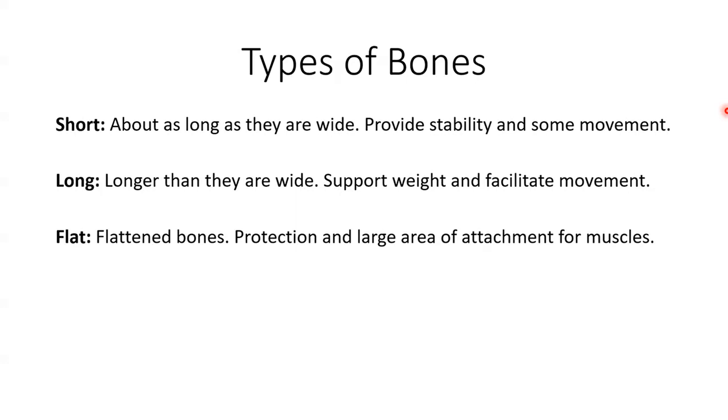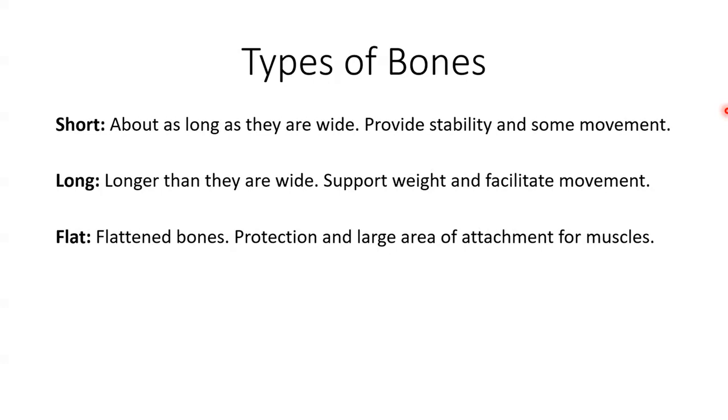Flat bones are flat and relatively thin. There are flat bones in the skull, so our occipital, our parietal, and our frontal bones, as well as the thoracic cage, so your sternum is a flat bone, your ribs are flat bones. And the function of these bones is to protect our internal organs. So the skull protects the brain, the ribs protect the heart and the lungs.